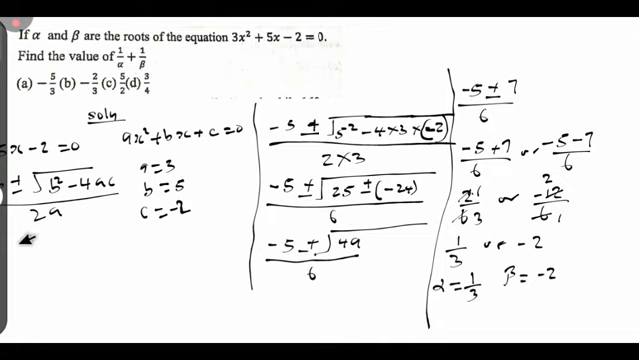So let me try to do it here. Let me write this. We have 1 over alpha, and alpha is equal to 1 over 3. That means that we have 1 over 3 here, and plus 1 over beta. That means we have 1 over our beta, which is minus 2. So we have minus 2 here.